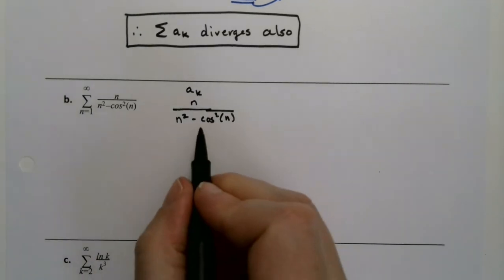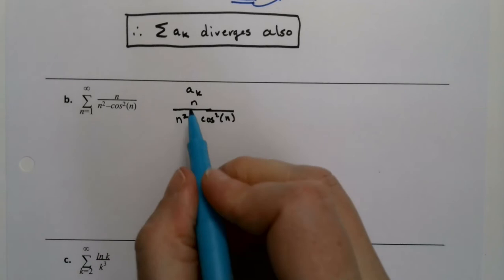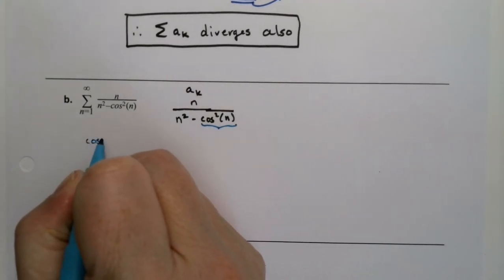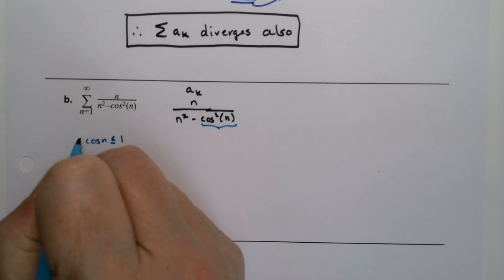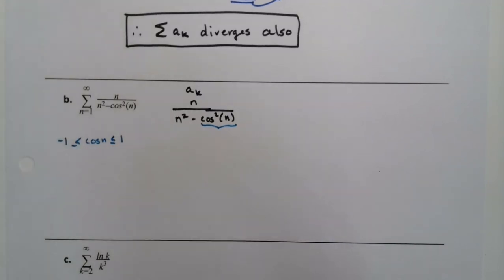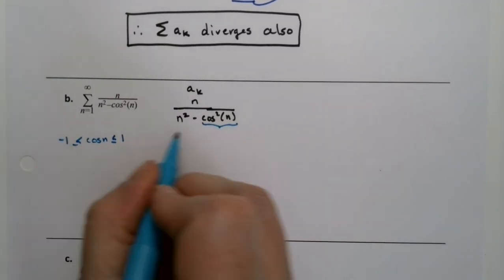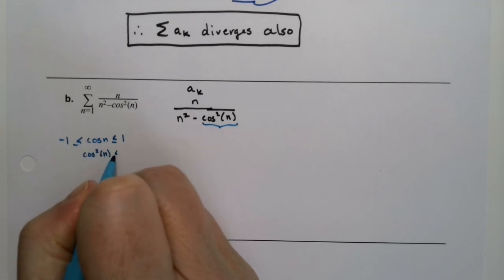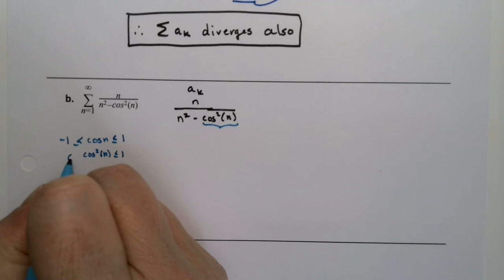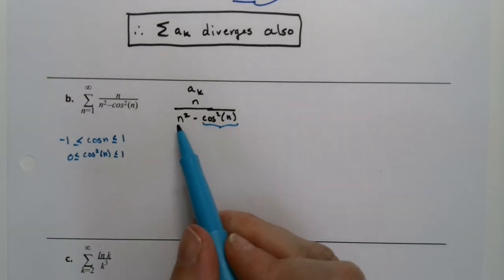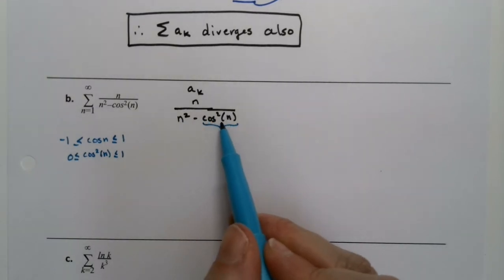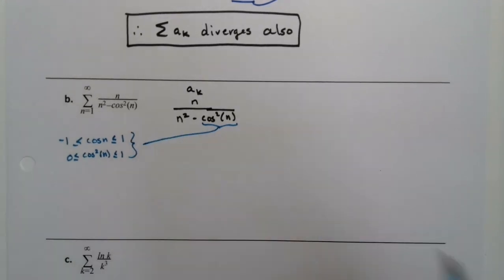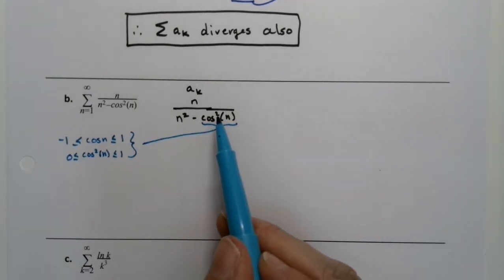And what I'm noticing is that cosine. Let me just talk about that for just a second. Remember that the cosine of any value is less than or equal to 1 and greater than or equal to negative 1. When I square it, it's going to turn it positive, which means it's less than or equal to 1, but it's greater than or equal to 0. So n squared minus this value is always between 0 and 1.